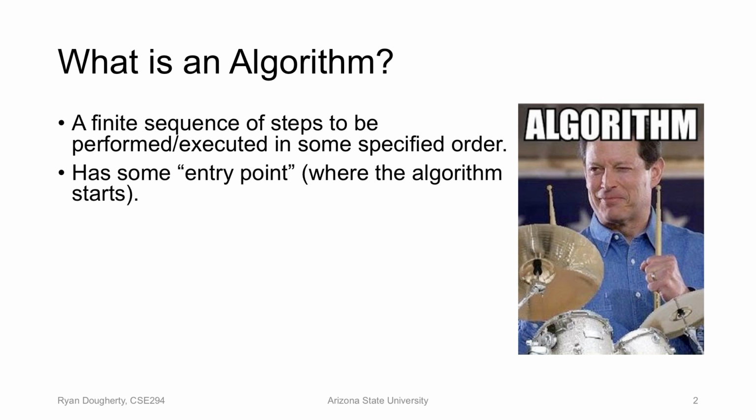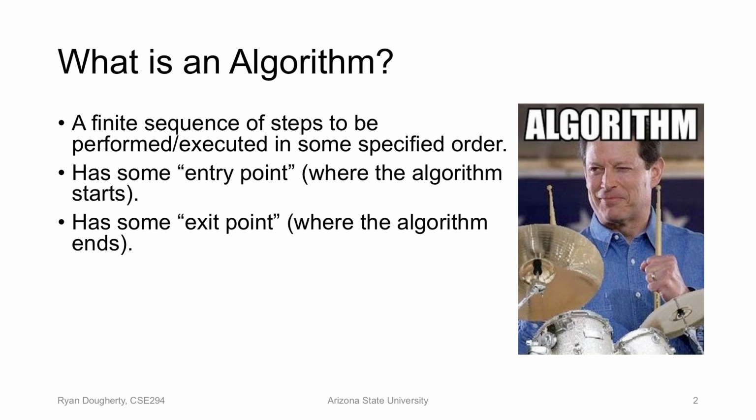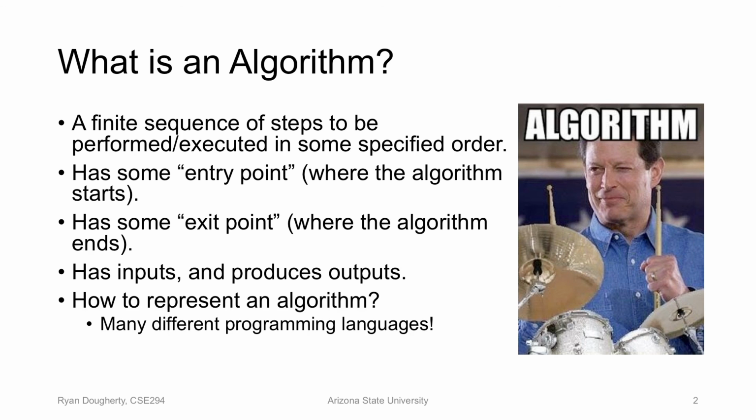There's some entry point where it's well defined where the algorithm starts. So again, it's not just start at some random place, there is a specified entry point. And as you imagine, there's an exit point also where the algorithm ends. And algorithms have some inputs, either no inputs at all, or some inputs, and it produces some output based off the input, right? It follows those steps in some order, and it produces some output based off the input.